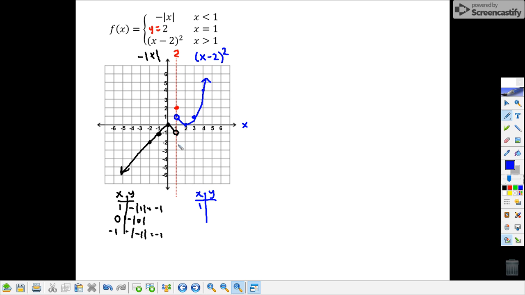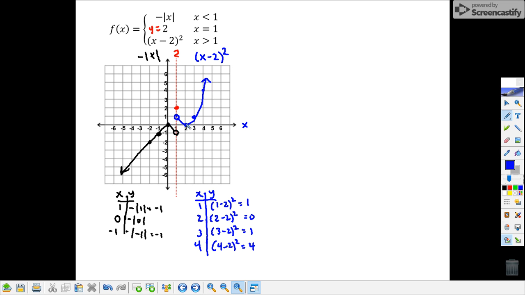If you don't know that, though, your fail-safe is to go ahead and just start plugging things in. I always suggest wherever you see dotted lines, you plug those numbers in. So we'll do 1 minus 2 squared. Well, 1 minus 2 is negative 1. When you square a negative, you get a positive 1. Then I can put 2 in. 2 minus 2 is 0. 0 squared is 0. Then I can put in 3. 3 minus 2 is 1. 1 squared is 1. And I can put in 4 just for good measure. 4 minus 2 is 2. 2 squared is 4.